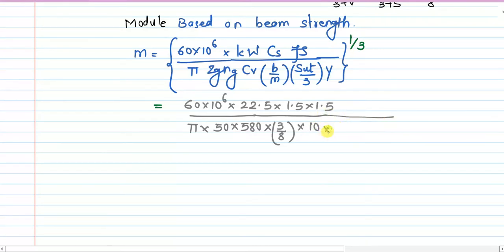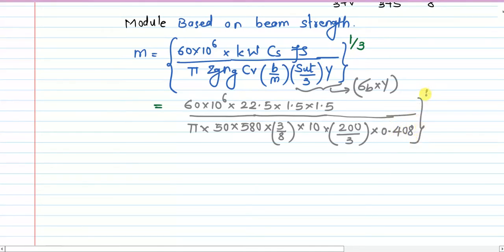SUT by 3, this SUT by 3 will be for the gear. Remember, design is based on gear, so don't get confused at this point. SUT will be for the gear. Y will also be for the gear. Once again, this entire quantity is nothing but the product sigma B multiplied by Y. It is not different. So Y we have also taken from the table, 0.408, raised to 1 by 3.